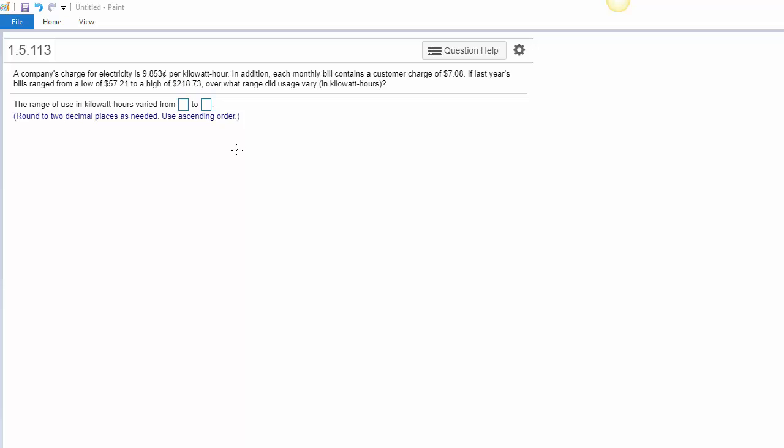So this problem here amounts to what is a linear inequality problem. So we're going to try to find the two ends of this spectrum here, where this company charges a per kilowatt hour rate, and then they also charge a fixed charge every month of $7.08.